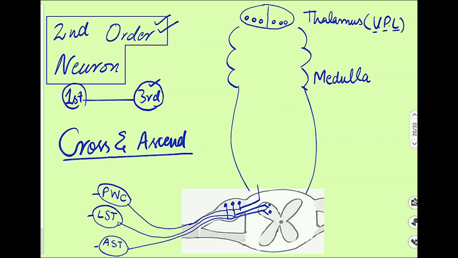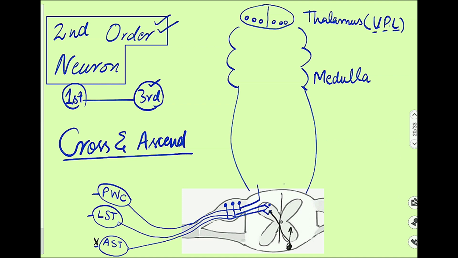The anterior spinothalamic tract second order neuron is present in the dorsal horn of the spinal cord gray matter here. And now it will cross the midline and it will reach the anterior part of the spinal cord white matter. Hence the name is anterior spinothalamic tract.